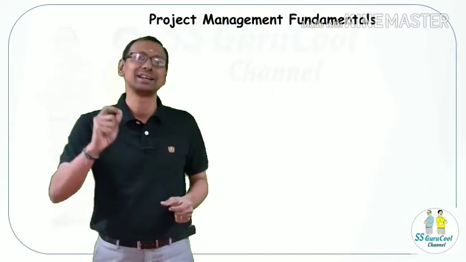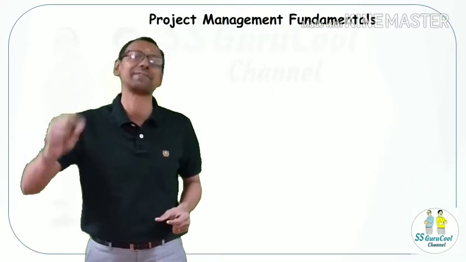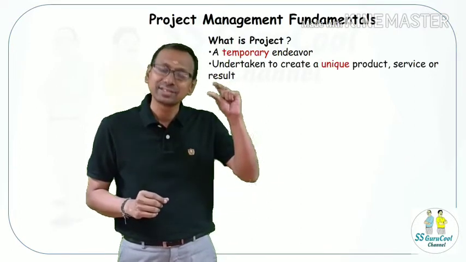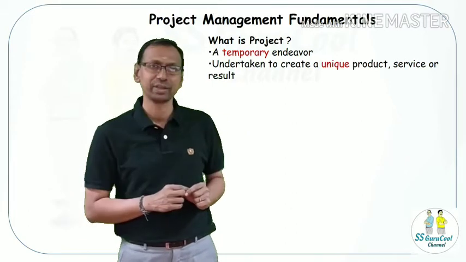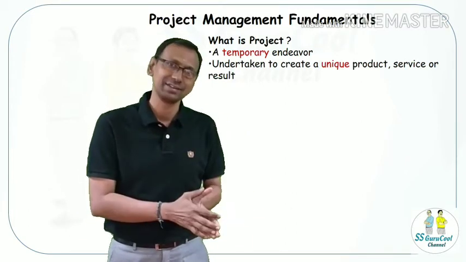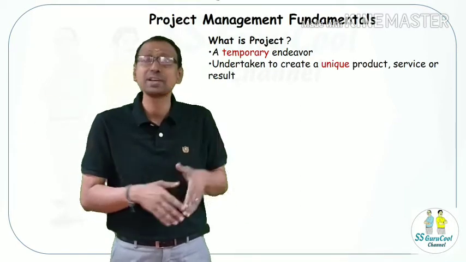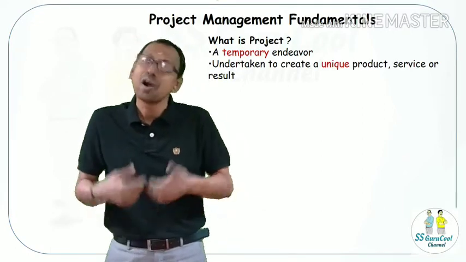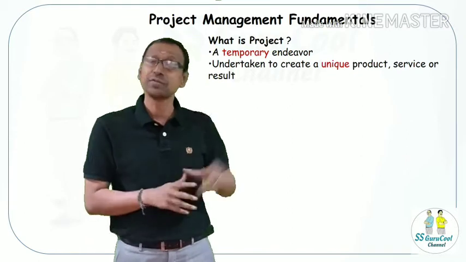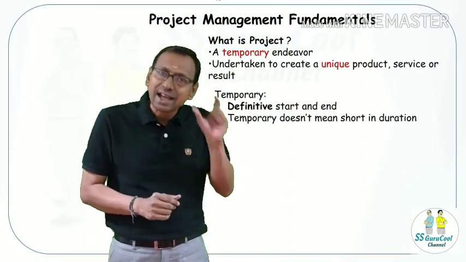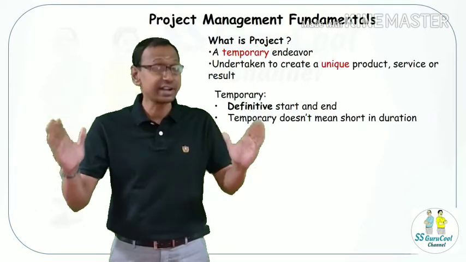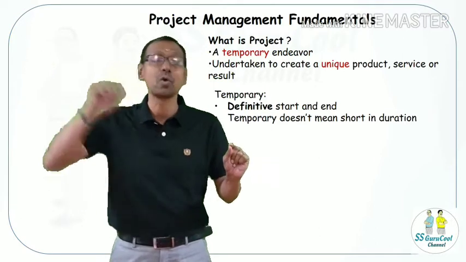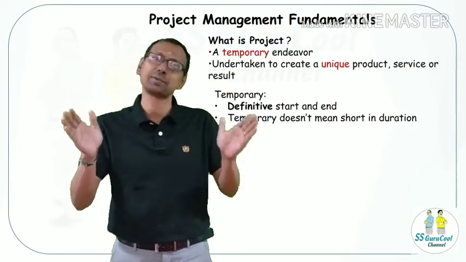So how does the PMBOK Guide define a project? A project is a temporary endeavor that results in a unique product, service or result. The product could be an end product or a component used to produce the end product, or it could be a service, like a training company providing data science coaching, or a result, like an audit firm auditing the financial results and producing a document. When we say temporary, it has a definitive start and a definitive end. Temporary does not mean shorter in duration, and temporary is not associated with the output. It is only with reference to the project.